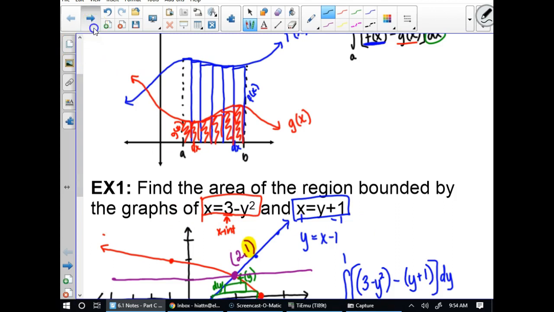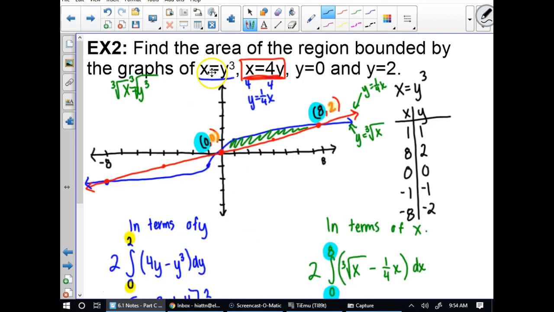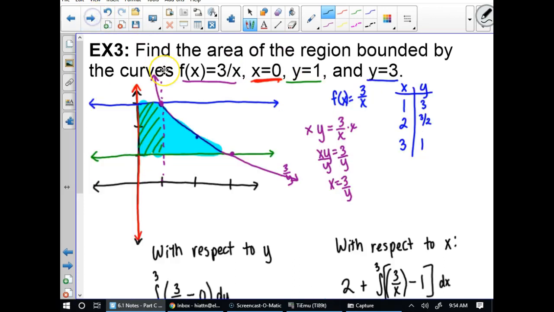There's one more thing we're going to look at, so hold on just a second. And then this is y to the third and y for y. So that should make you think y's are going to probably be easier. A problem like number 3 doesn't really have that, but if you think of setting it up both ways, you might be able to see which one is easier.